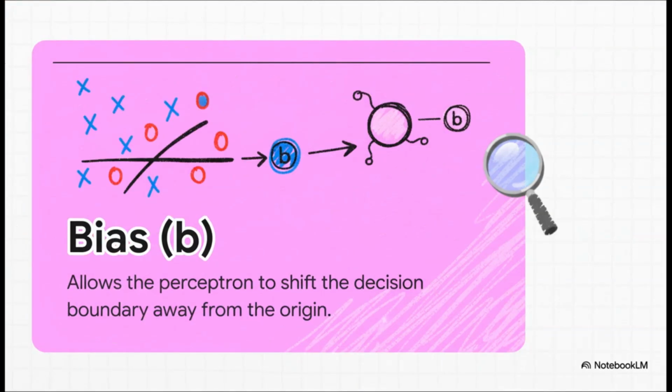And finally, you've got the bias. The best way to think about this is like a little thumb on the scale. It's just an internal nudge that makes the neuron a bit more or a bit less likely to fire, no matter what the inputs are. It's just one more knob we can tweak to get the decision just right.